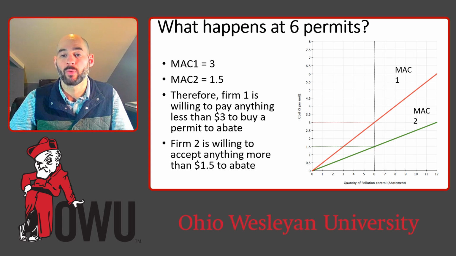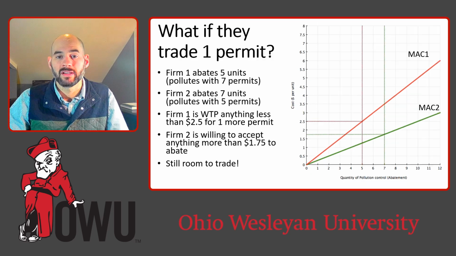It's going to cost me $1.50 to do that. But if somebody's willing to pay me $2 for one of my permits, then I'm willing to abate even more than I already am, because you are more than compensating me for my efforts to further abate relative to what I already need to do.